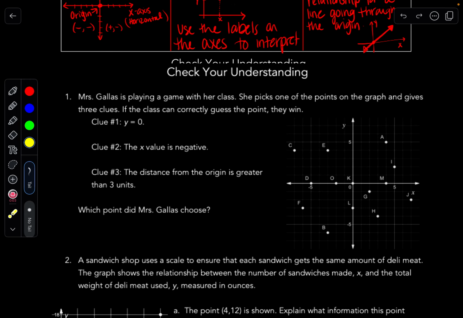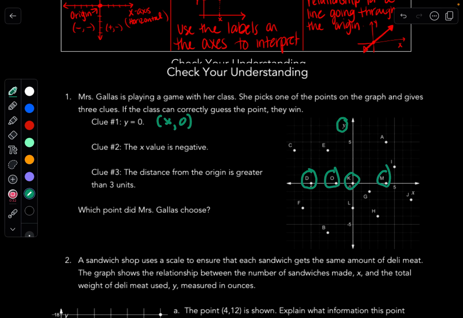Clue number 1, y equals 0. So we're looking for ordered pairs or points on the grid that are like x, but it's always y is 0. Y is the up and down. Notice the y is here. It goes up and down. So where's y 0? At the x-axis. So these are the points that work.